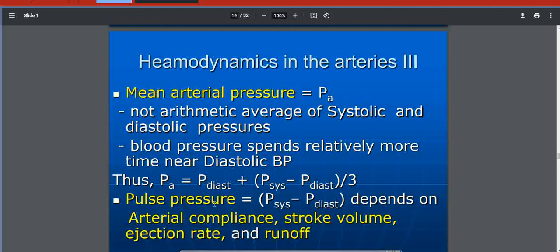The pulse pressure, on the other side, as I told you directly, is the systolic pressure minus the diastolic pressure, and it depends on the arterial compliance, that is how the arterial blood vessels receive and respond to the pressure. It also depends on the stroke volume, that is the volume ejected from the cardiac ventricles in a single beat. It also depends on the ejection rate and the runoff as well.